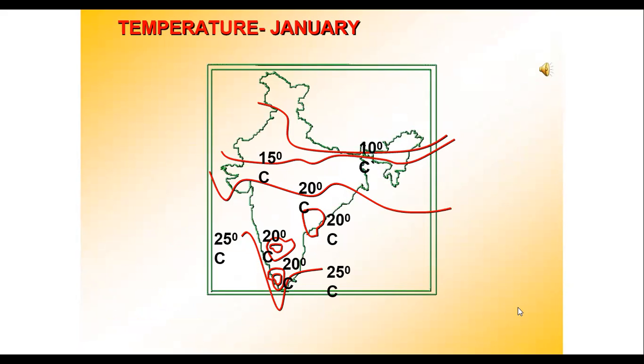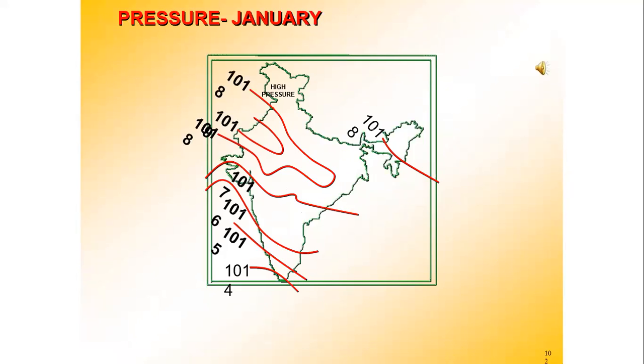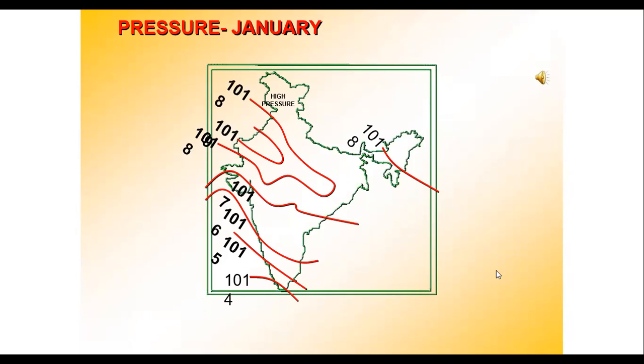The average temperature of Chennai on the eastern coast is between 24 to 25 degrees Celsius, while in the northern plain it ranges between 10 and 15 degrees Celsius. During the season, the northeast trade winds prevail over the country, blowing from land to sea, and so most of the country experiences a dry season. But in Tamil Nadu, the winds blow from sea to land, and so they experience a little rainfall.